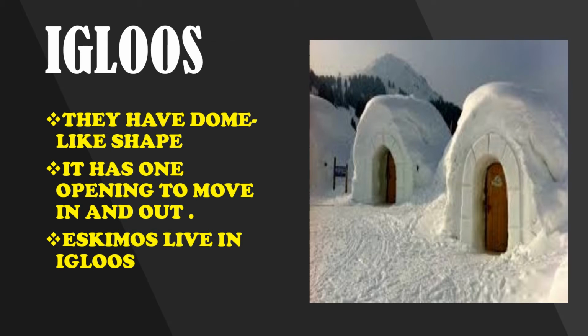And children, who live in igloos? Eskimos. So children, understood? Igloos are found in very cold places. They are made up of snow. It has dome shape. And who live in igloos? Eskimos.